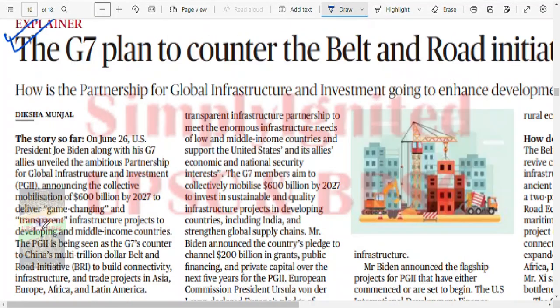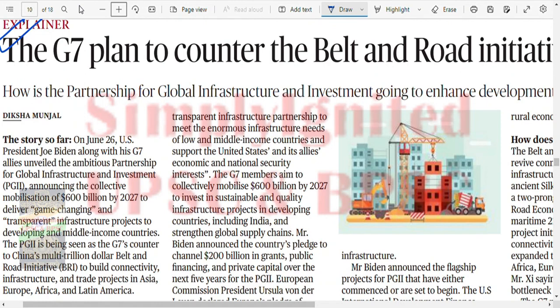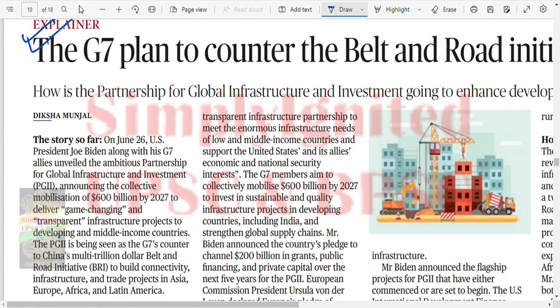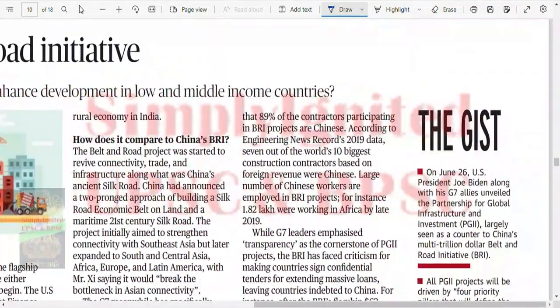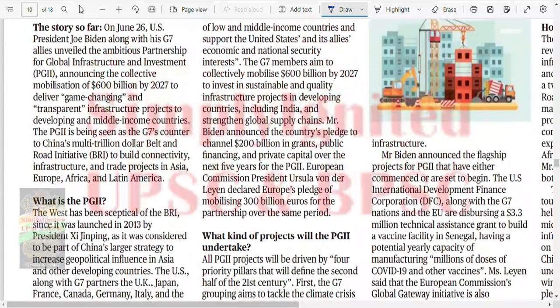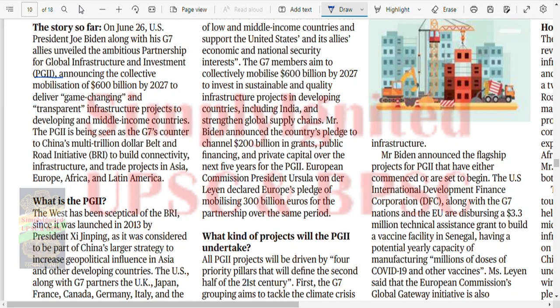Okay. So we'll see this explainer. G7 plan to counter BRI. How is the Partnership for Global Infrastructure and Investment (PGII) going to enhance development in low and middle income countries? Let's read the gist first. Along with his G7 partners, Biden unveiled the ambitious PGII, announcing a collective mobilization of $600 billion by 2027 to deliver game-changing and transparent infrastructure projects to developing and middle-income countries. It is seen as G7's counter to BRI to build connectivity.